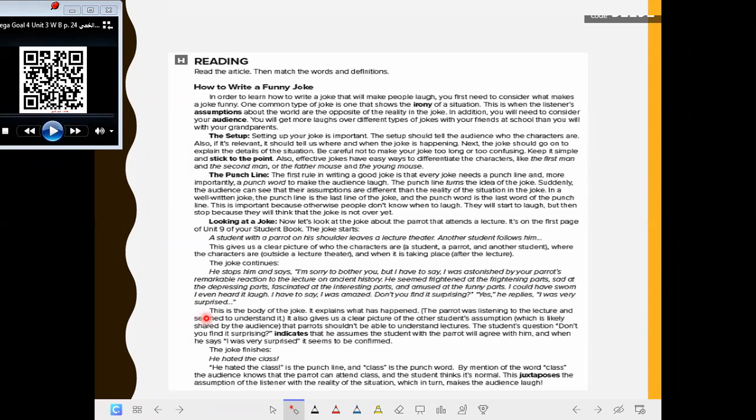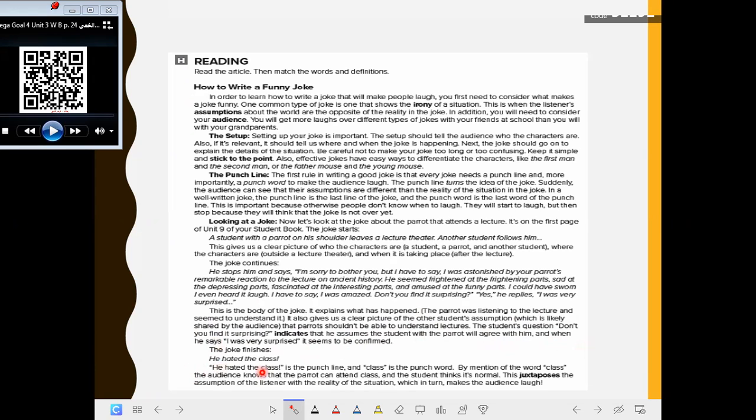This is the body of the joke. It explains what happened. The parrot was listening to the lecture and seemed to understand it. It also gives us a clear picture of the other student's assumption, which is likely shared by the audience. The parrot shouldn't be able to understand lectures. The student's question, don't you find it surprising, indicates that he assumes the student with the parrot will agree with him. And when she says, I was very surprised, it seems to be confirmed.